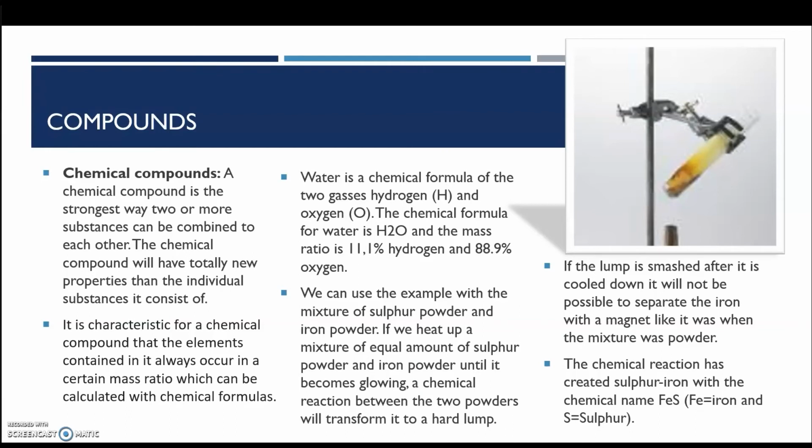We can use the example with a mixture of sulfur powder and iron powder. If we heat up a mixture of equal amounts of sulfur powder and iron powder until it becomes glowing, a chemical reaction between the two powders will transform it to a hard lump. If the lump is smashed after it has cooled down, it will not be possible to separate the iron with a magnet like it was when the mixture was powder. The chemical reaction has created iron sulfide with the chemical formula FeS. Fe for iron and S for sulfur.